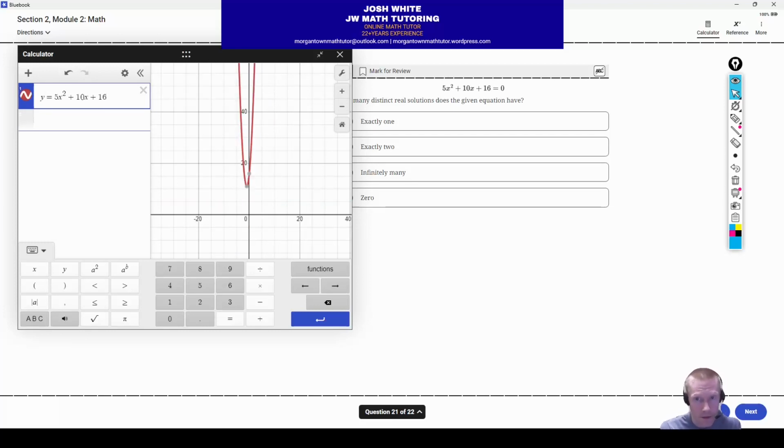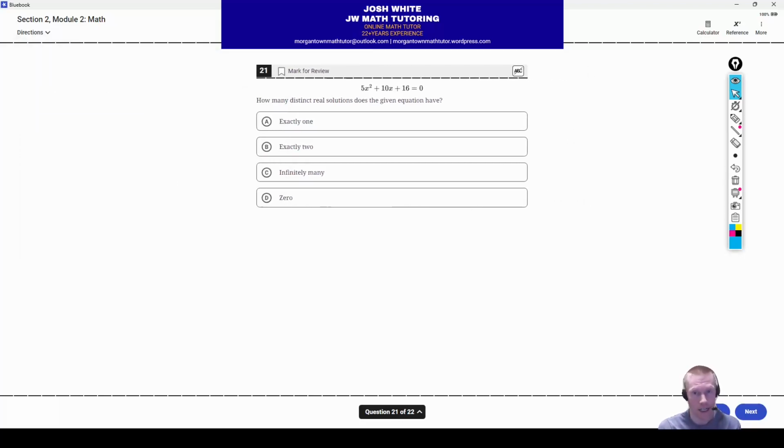Okay. So since this is equal to 0, when I graph this out, the real solutions are technically what you're looking for: the x-intercepts. So when it says how many distinct real solutions does it have, really when I look at the graph, I'm answering how many x-intercepts does it have? Well, none. So the correct answer is just D, 0, and that's it. And you can move on.